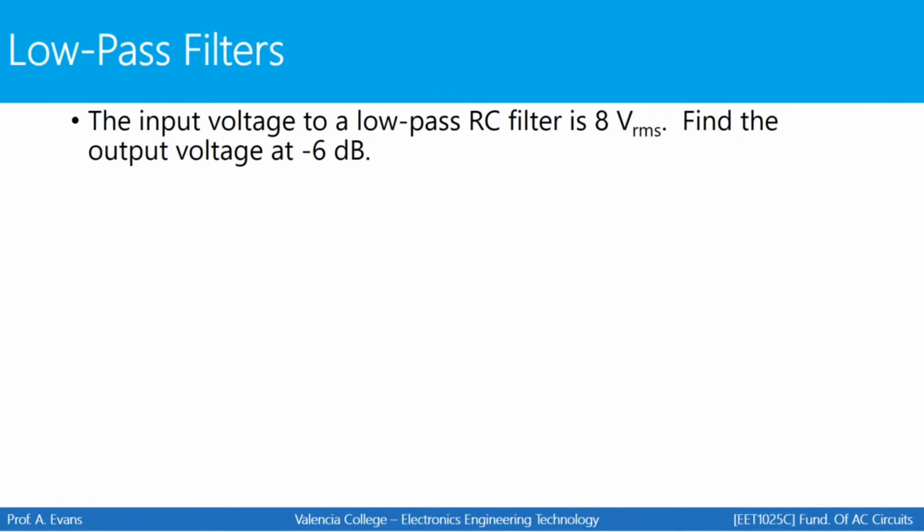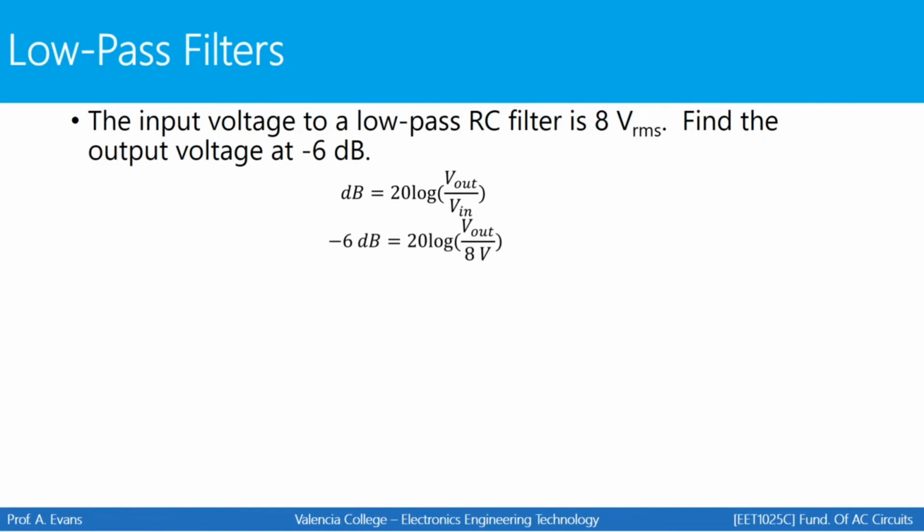Here's one more question related to low-pass filters. The input voltage to a low-pass RC filter is 8 volts RMS. Find the output voltage at negative 6 dB. So this question will really help to solidify the relationship between decibels and output voltage. Remember, the definition for a decibel is 20 times the logarithm of Vout over Vin. So let's fill in what we know.